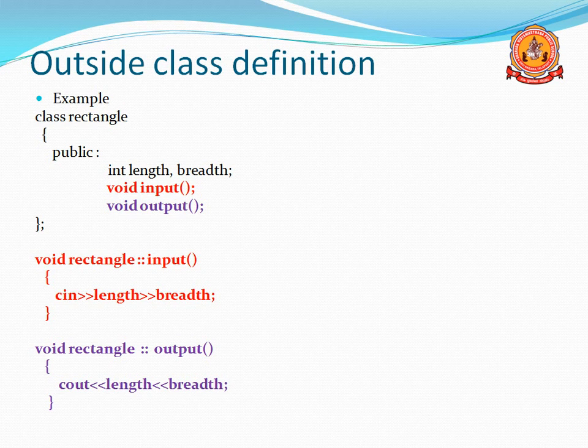Then we are using the scope operator, also known as the scope resolution operator. Then the input function, then we are writing the function definition, that is closed. Then one more function we also wrote, void rectangle scope operator output. Here also the output function has the identity label rectangle, scope operator, output. The meaning of that is the output function belongs to the rectangle class. So that is written. Then open flower bracket, then we write the length or whatever the code is, then we close the flower bracket.